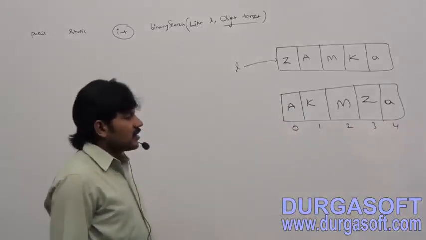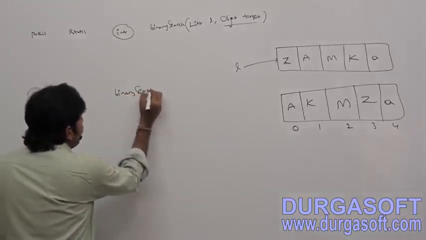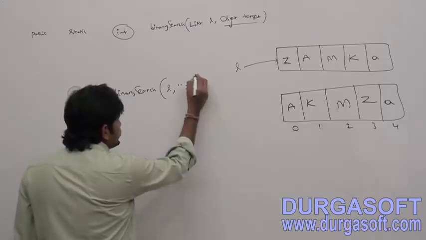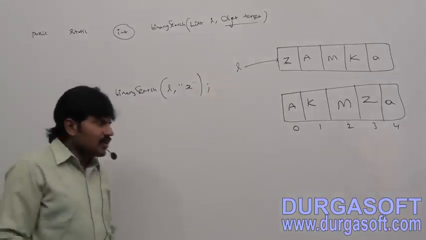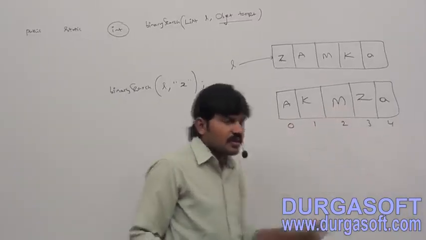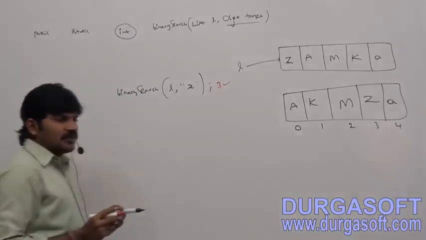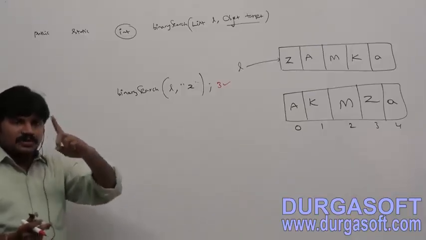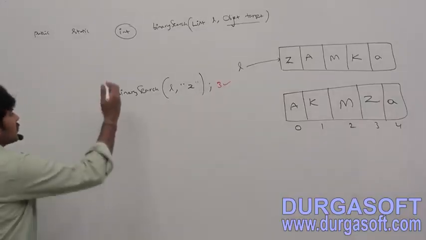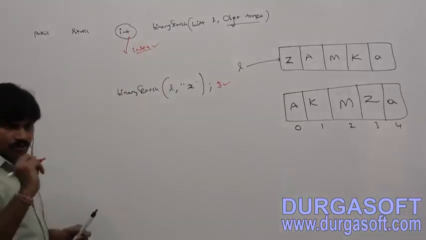Suppose I want binarySearch of L. Sir, in this L, can you please search for this Z? L comma Z. Can you tell what answer we are going to get? Sir, Z is available at which index? Third index. That's why the output we are going to get is 3. So a clear indication: a successful search returns the index. Successful search returns what? Index, right? Okay, this is the first rule.